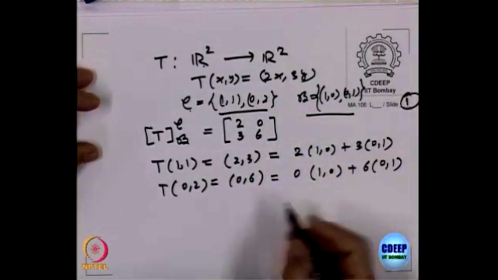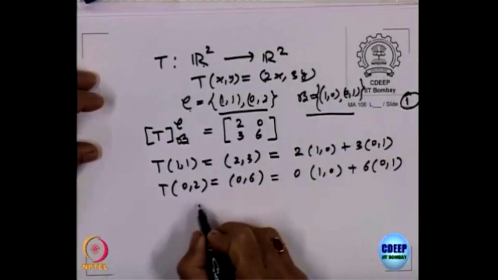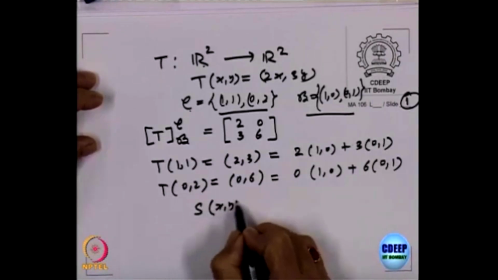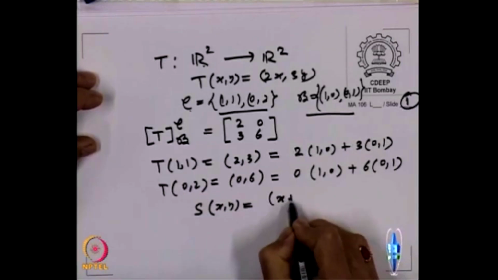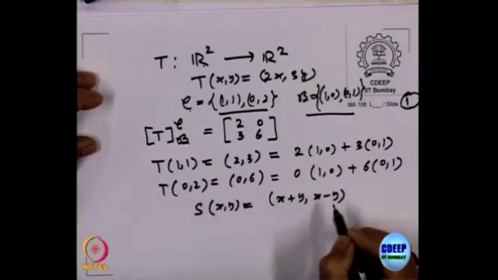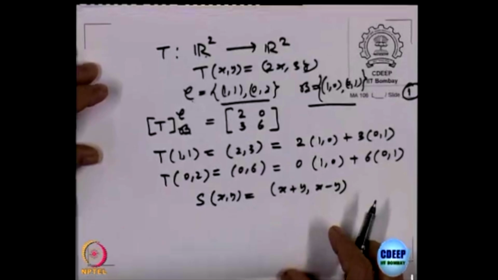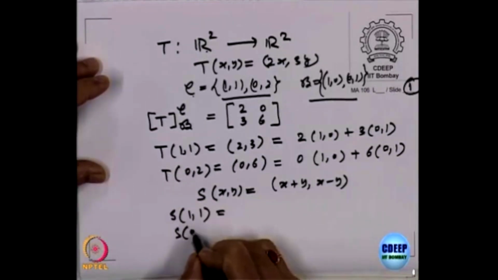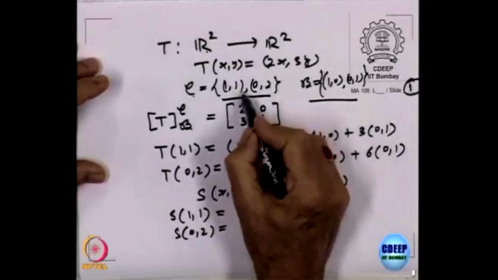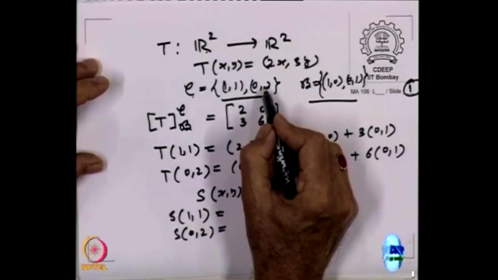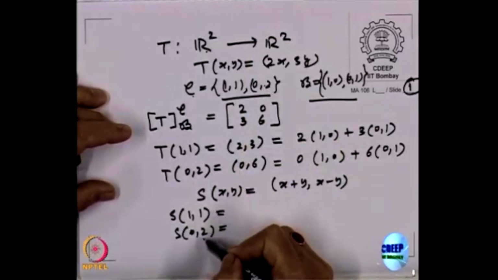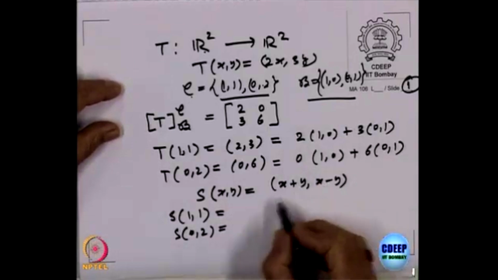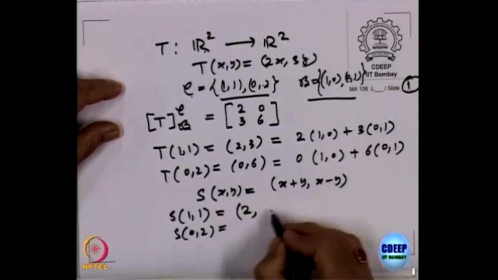Okay. Let us find the matrix of the linear transformation S. What was S defined as? S of (x, y) is (x plus y, x minus y). Same process. So what is S of (1, 1) and what is S of (0, 2)? These two are the basis elements of the domain, first vector, second vector. What is S of (1, 1)? x plus y is 2, x minus y is 0.